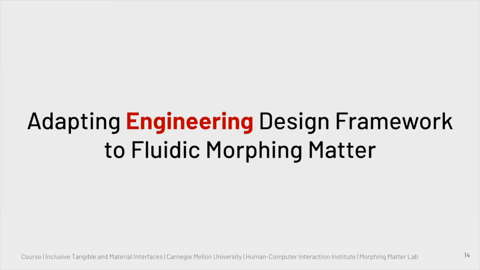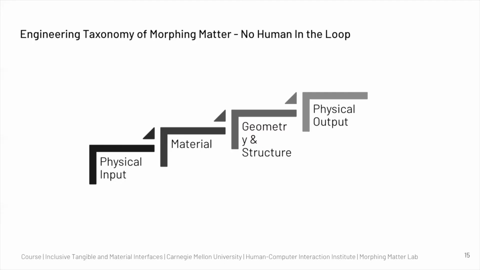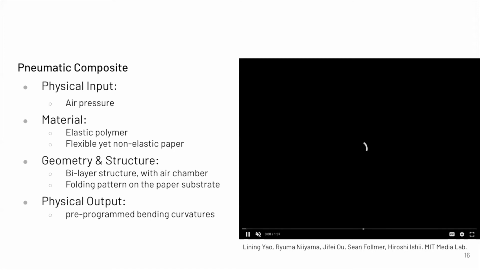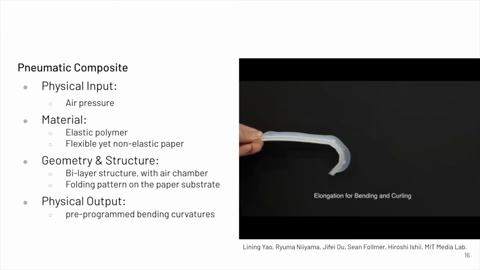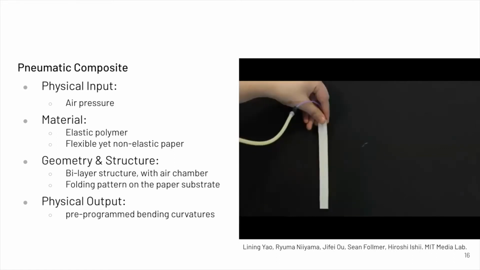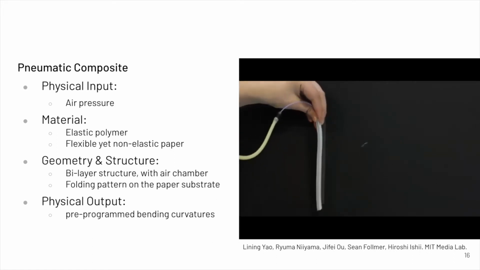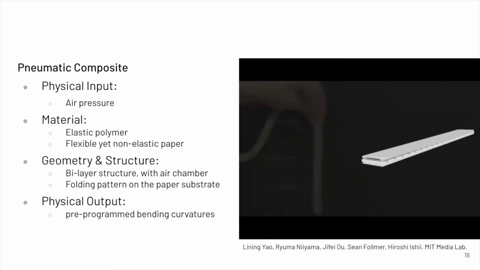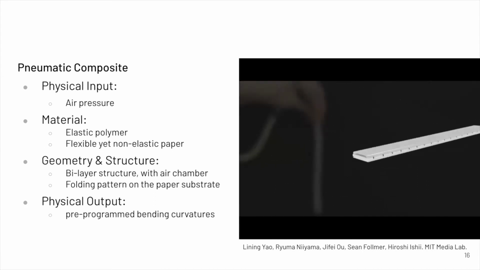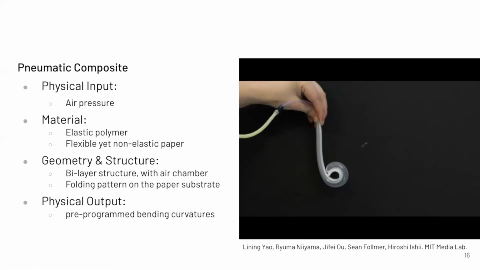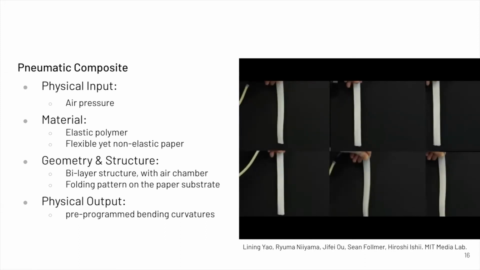So now let me give you some examples of adapting this engineering design framework to the fluidic morphing method. Again, we are talking about a purely engineering design framework for now. If you look at this video, this is a pneumatic silicone bladder on top of a piece of cardboard paper, and they were bonded together. If you cut it open, there is a silicone layer at both the top and bottom, and in the middle, there's a piece of paper with a specific folding pattern. Now if you inflate air, it coils up.